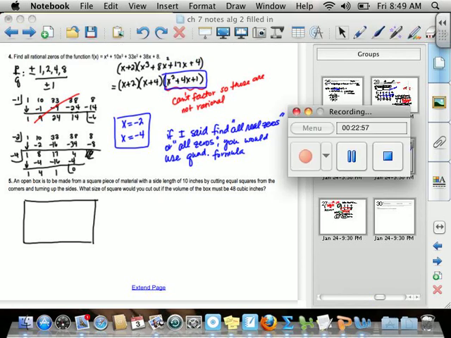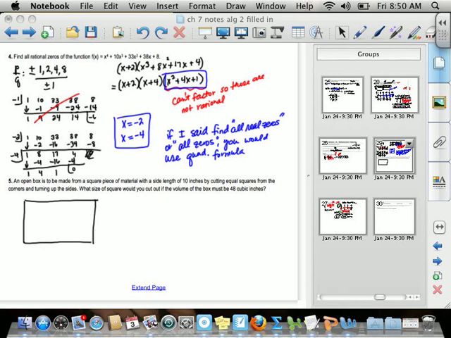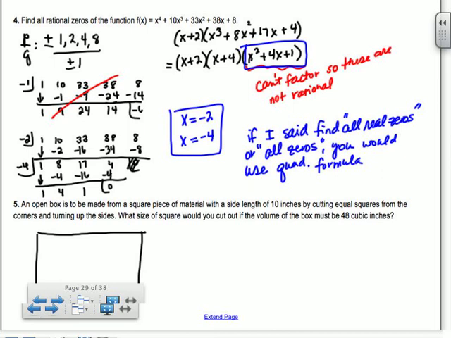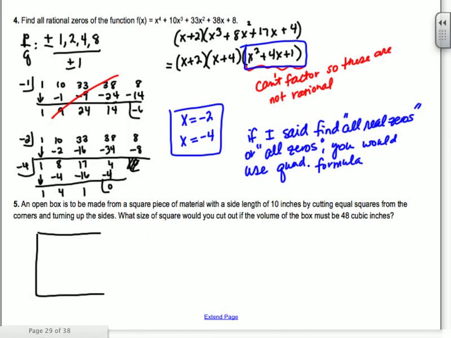All right, so we have to cut squares from the piece of cardboard. Oh, now it's not going to project. It says we're starting with a square piece of material, so I need to draw mine as a square. We started with a square piece of material with side length of 10 inches, 10 by 10. And we cut equal squares from the corners, and we turned up the sides. So on the dotted line, I'm going to cut those little corners out. What size of square would you need to cut if the volume of the box must be 48 cubic inches? So I'm going to make this square x by x. Each one has to be x by x, so we have a nice constant height for our box.